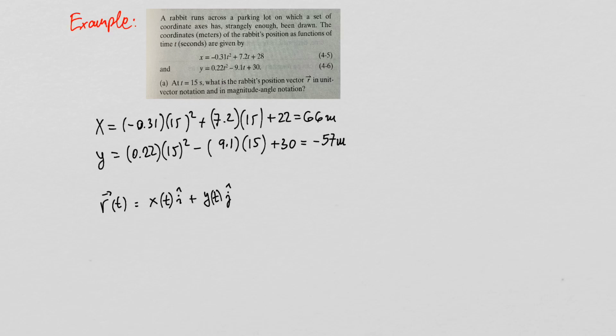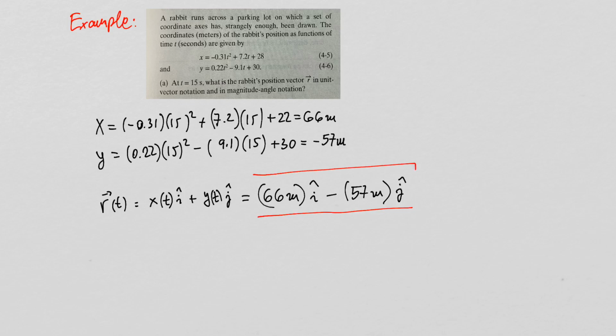And so then the position vector is equal to 66 meters i hat minus 57 meters j hat. And so this is the position of the rabbit on the parking lot at 15 seconds. So this is unit vector notation. We are also asked to show the position in magnitude angle notation, so polar coordinates. So that means find the magnitude of the position vector and its orientation in space.